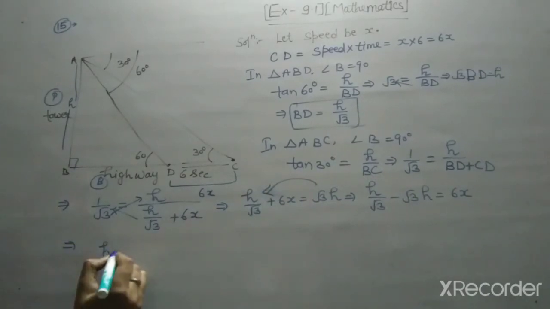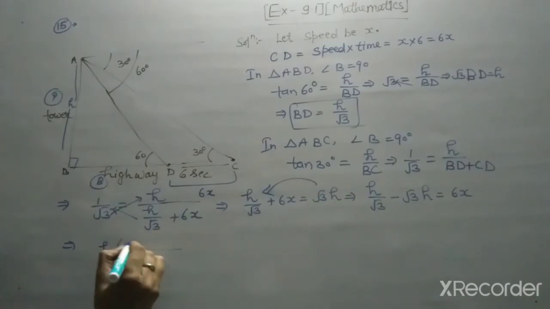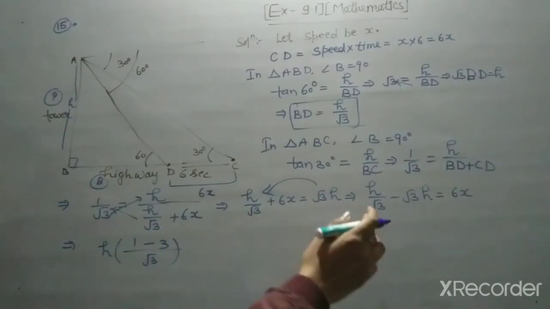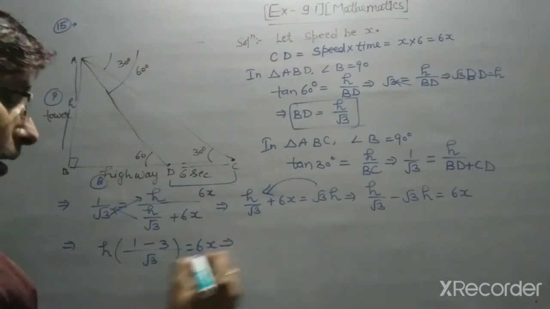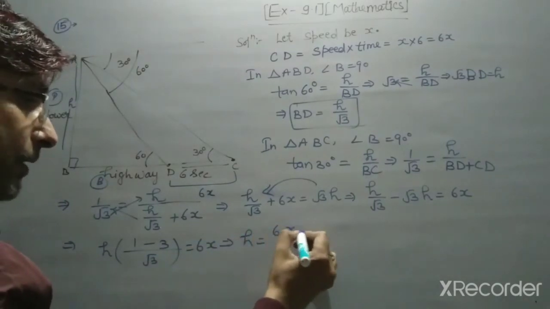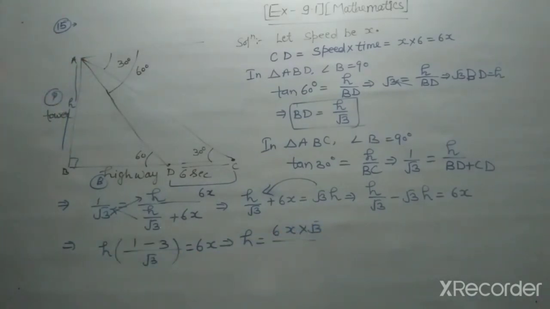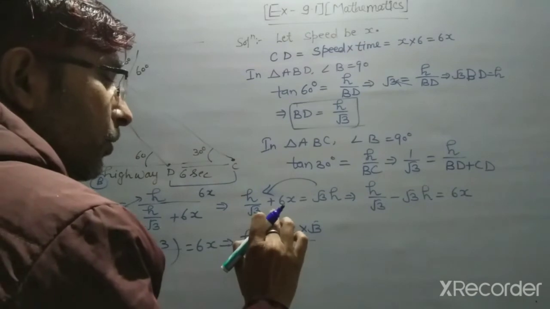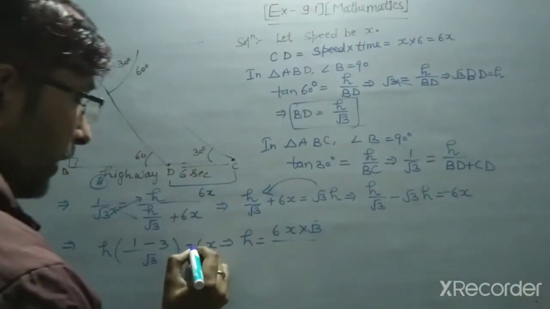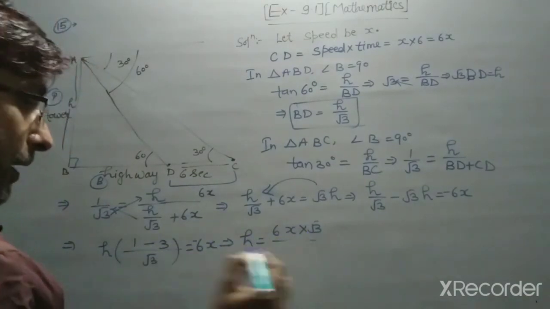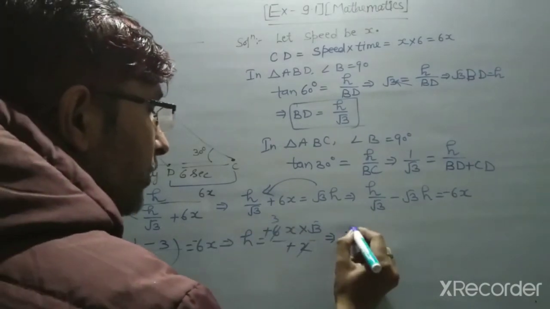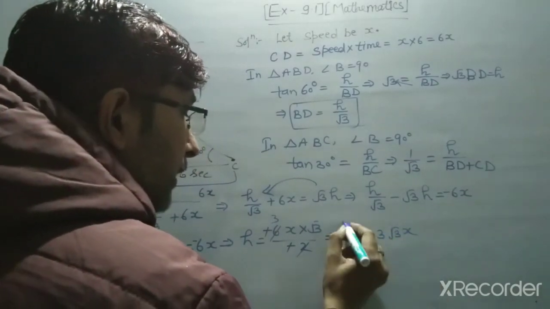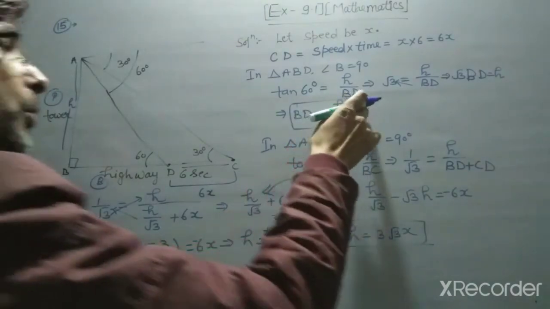Take h common, and take the LCM under root 3, so here it will become 1 minus 3. So that value is 1 minus 3 upon root 3, and that is equal to 6x. This value is going there, so h is equal to 6x into root 3 upon this value. You very well know that if this value is going there, take the minus here; minus, minus minus cut by this, and 2 is cut by this, so h is equal to 3 under root 3x. So this is the value of h.